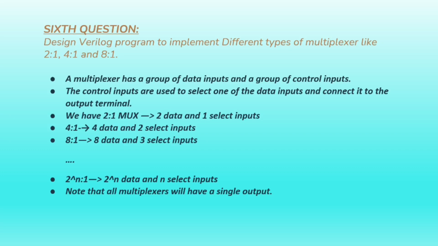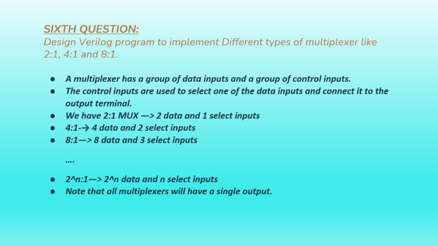Into the 6th lab program. Design a Verilog program to implement different types of multiplexers like 2:1, 4:1 and 8:1. A multiplexer has a group of data inputs and a group of control inputs. The control inputs are used to select one of the data inputs and connect it to the output terminal.